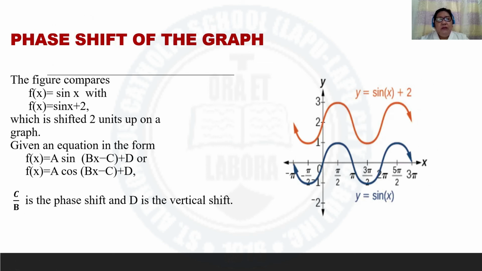This figure compares f of x equals sine x with f of x equals sine x plus 2, which is shifted 2 units up on the graph. Given the general equation, c over b is the formula of the phase shift and d is the vertical shift. So this is the original y equals sine x, and when you add 2, it is shifted 2 units up. So it started here, so 2. From here to here, it's also 2. From here to here, it's 2.